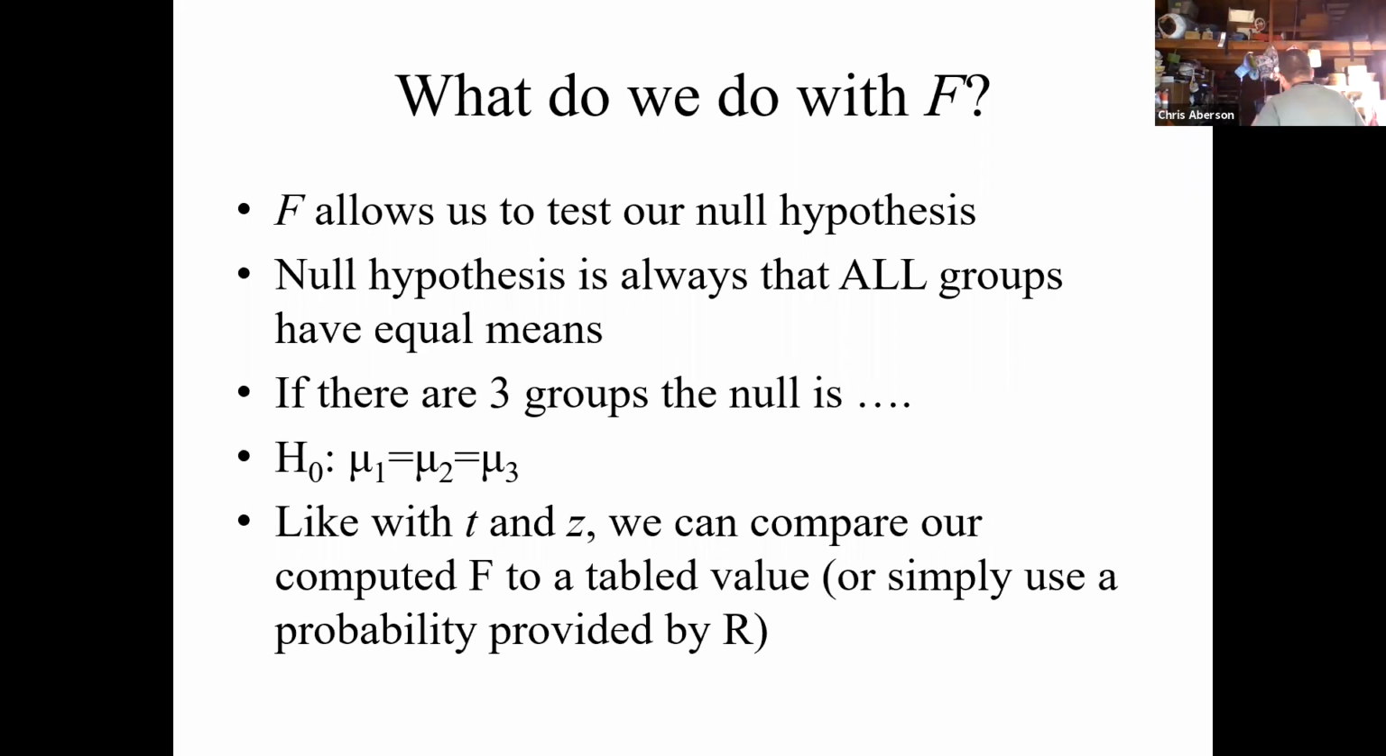So what do we do with that F value once we get it? That's going to allow us to test our null hypothesis. The null hypothesis is always that all groups have equal means. So we can't say mu1 minus mu2 minus mu3 equals 0, because if they were all equal, that wouldn't actually equal 0. Let's say they were all 5. It'd be 5 minus 5 minus 5. Well, that'd actually be negative 5. So we just have this simpler conceptualization. All of these values are equal.